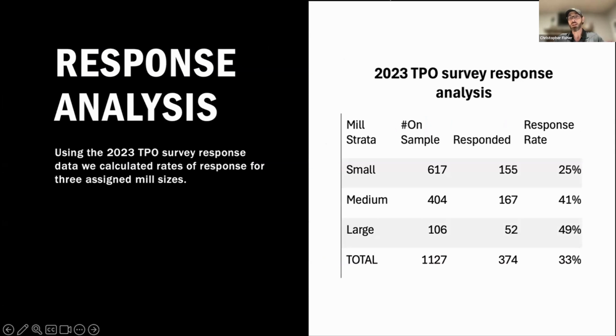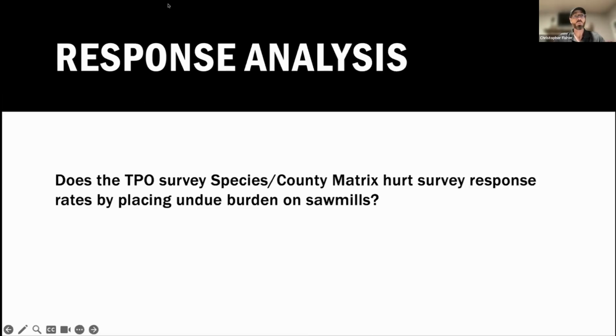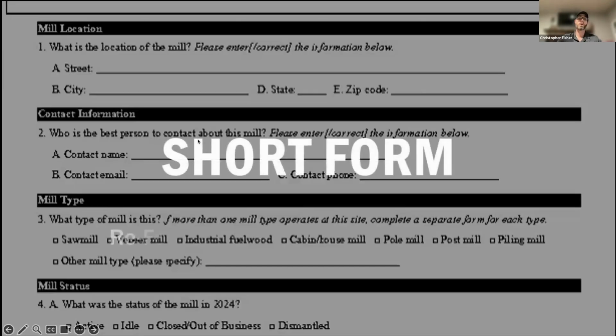And then we got some results. So when we looked at it, we found that, sorry, I clicked out. 33% of all mills responded. And that's a pretty good number for a survey of this size. But 49% of the large mills responded, much higher. And only 25% of the small mills responded. So what we wanted to ask is, does this TPO survey species county matrix hurt response rates by putting an undue burden? Is that question just too hard to ask?